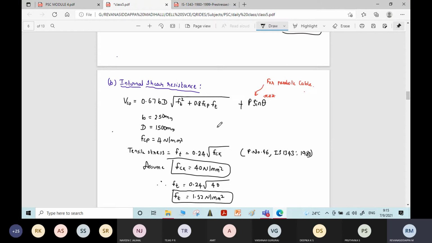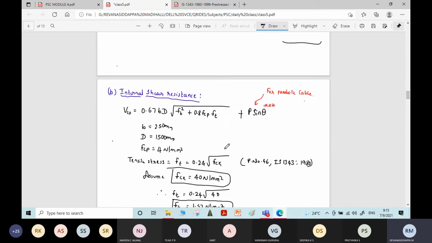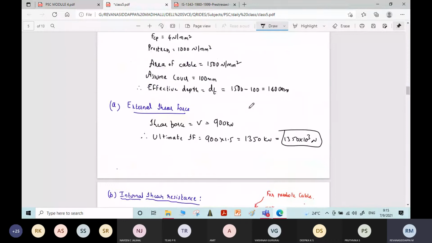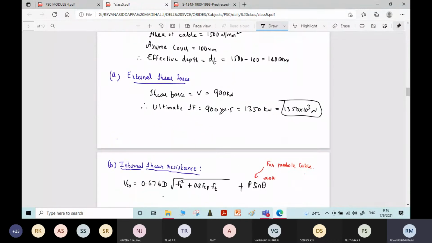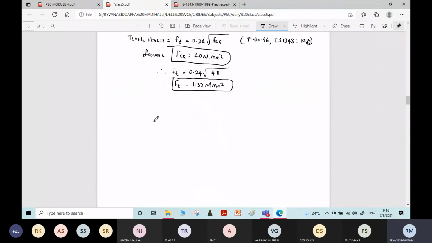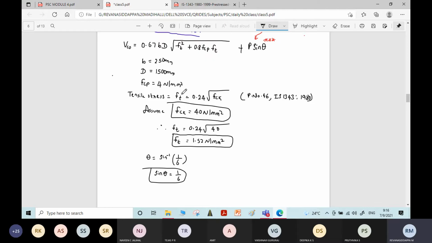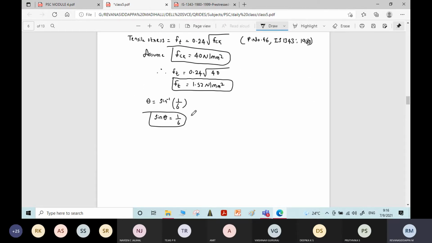And sin theta value is given. Sin theta value is how much? In the problem only it is mentioned. Theta is equal to sin inverse of 1 by 6. Therefore, sin theta is equal to 1 by 6. Now substitute everything in this formula, you will get the ultimate shear resistance.